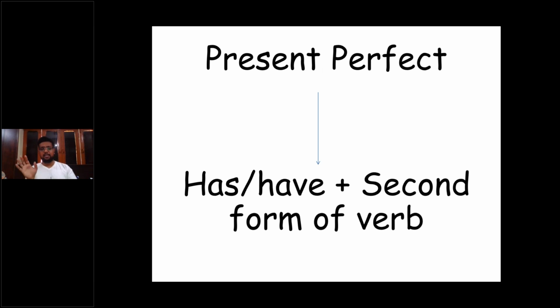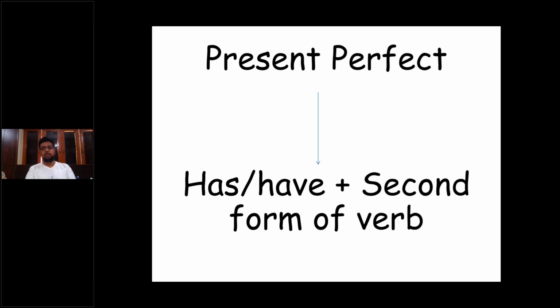If in any sentence of the world you see has, have, and the second form of the verb, then it is the present perfect tense. I repeat once again. Suppose a sentence is given to you and you find has or have and the second form of the verb. Then immediately identify the sentence as being the present perfect tense. I give you certain examples.